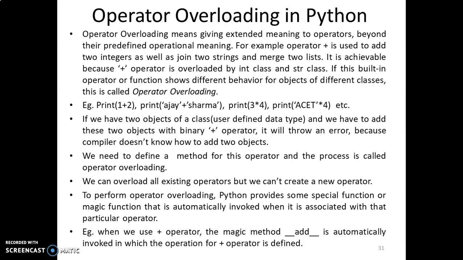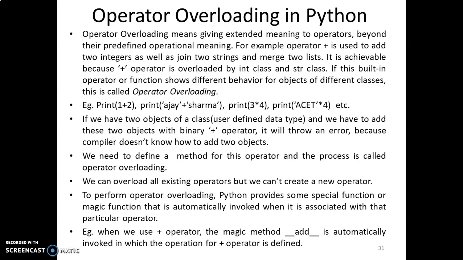Now coming back to operator overloading for the objects of a class, consider that we have two objects of a class and we have to add these two objects with the binary plus operator. Obviously it is going to throw an error because it is not overloaded for them, and it's not aware how to add the two objects. For this, we need to define a method for this operator, and the process of defining this operator so that it can show overloaded behavior for the objects of a class is known as operator overloading. In Python, we can overload all the existing operators, but we can't create a new operator.